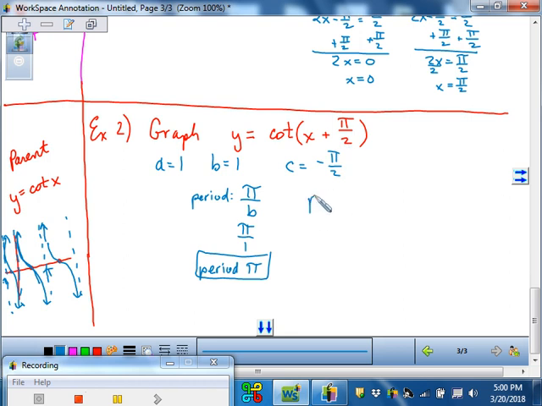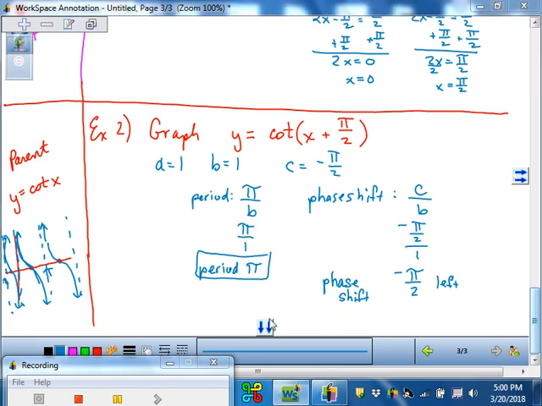And then our phase shift will be c divided by b. So we have pi over 2 divided by 1, which is pi over 2. Excuse me, that was a negative, so negative pi over 2. So we're going to be shifting to the left pi over 2. Okay, pause for a moment, copy this down, and then we'll go ahead and do the graph.